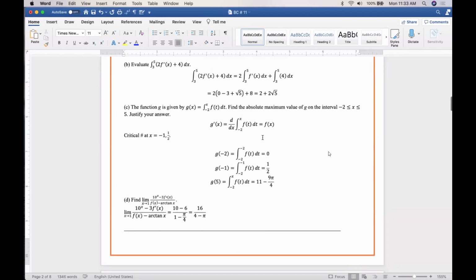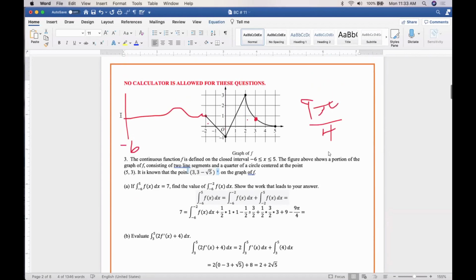Now part C. The function g is given by that g of x equal to the integral of that. Find the absolute maximum value of this function over the interval negative 2 to 5. Negative 2 to 5 is where the graph is given here.